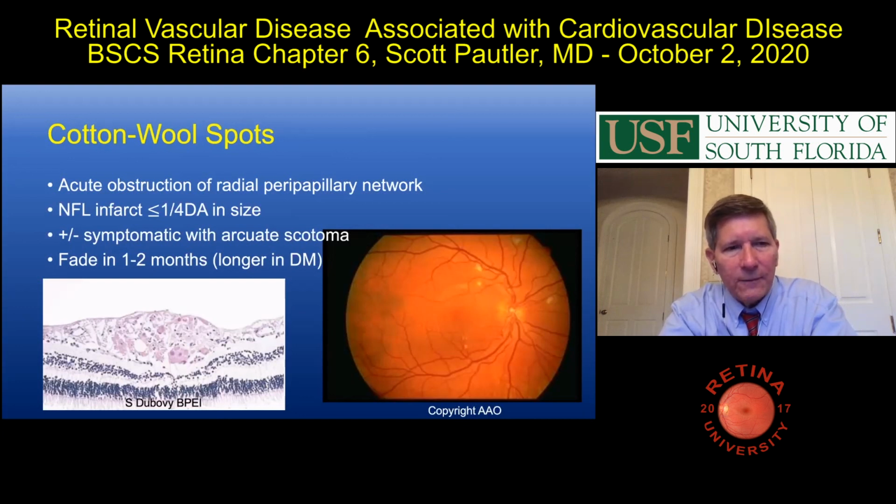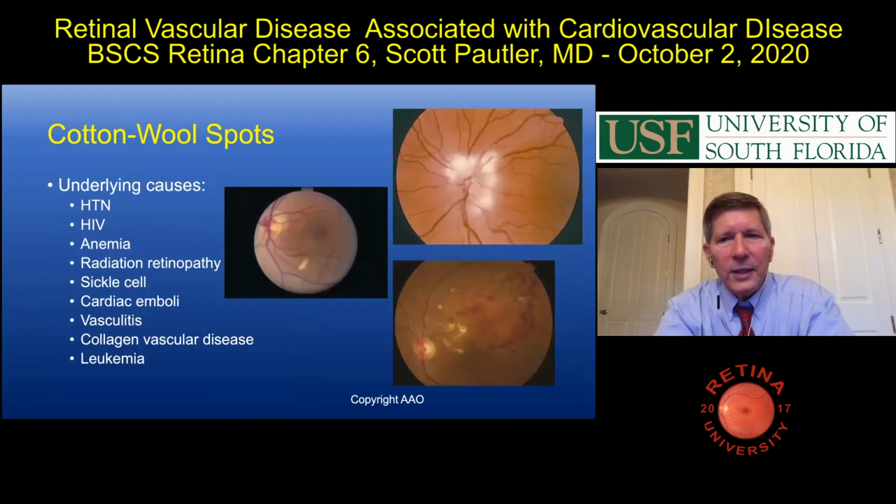And so you get an infarct of the nerve fiber layer. Your book says less than 1/4 disc area, but they can be larger than that. They may or may not be symptomatic. Now and then you'll have a patient coming in with an arcuate scotoma, and you'll find an isolated cotton wool patch as the cause. It takes a month or two to fade, takes longer in diabetes, and can present with a diagnostic dilemma. The underlying causes are widespread, and so history is going to be very important.